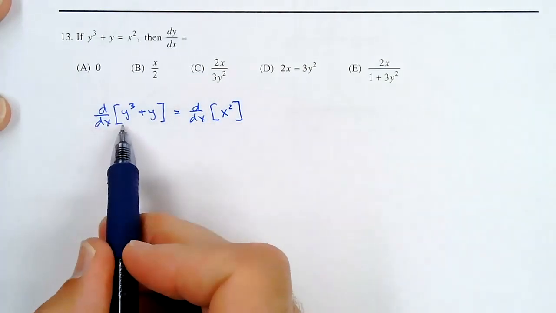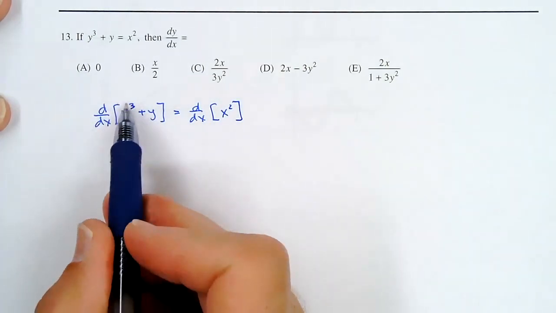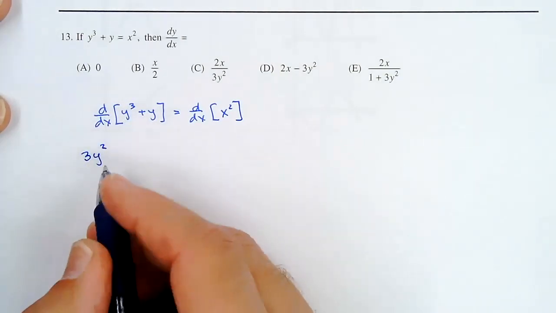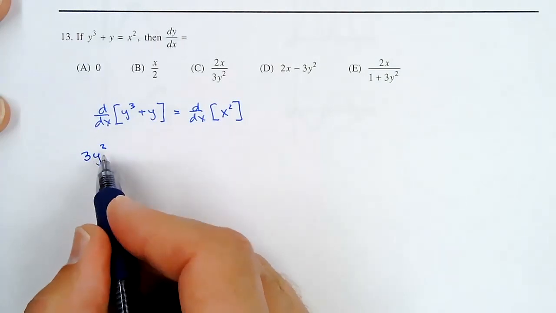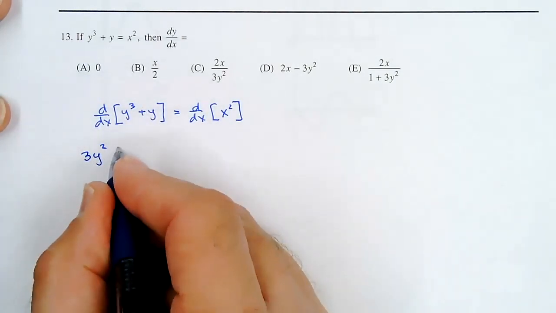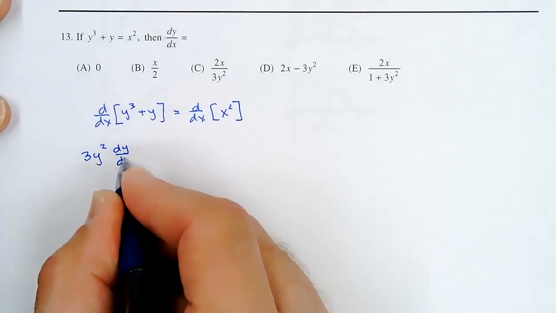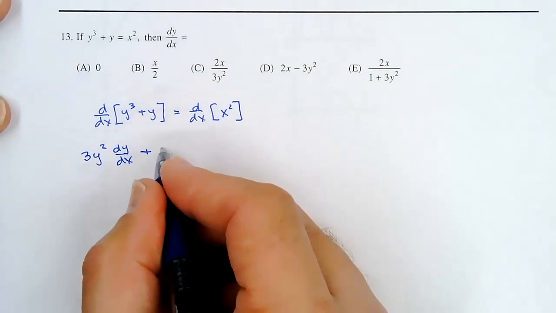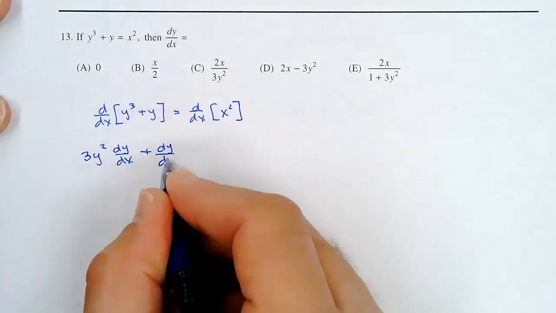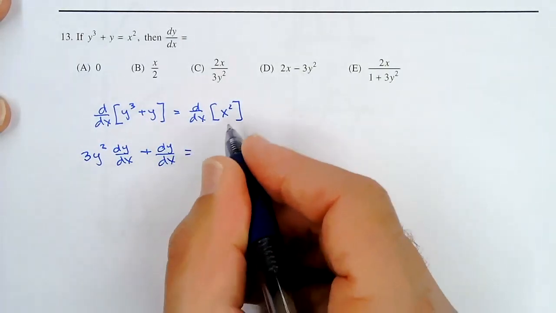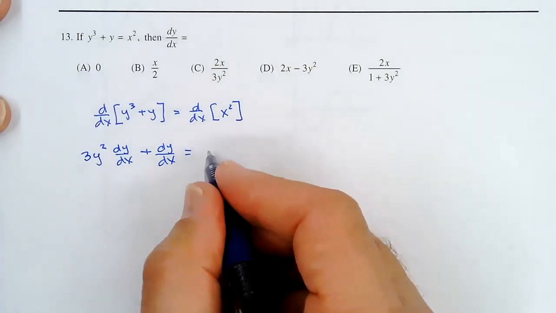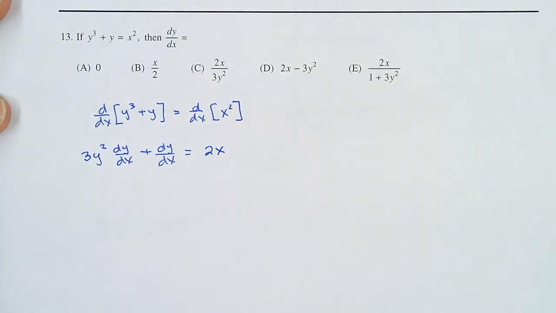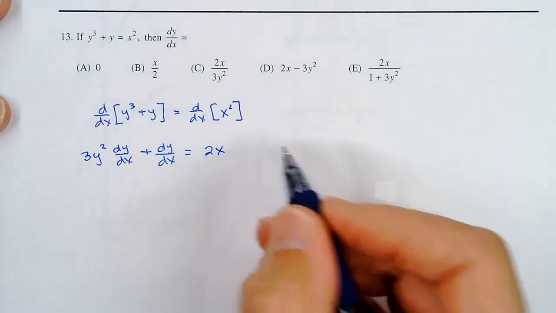Okay, so the derivative of this, we'd have to apply the power rule along with the chain rule. So this would be 3y squared, but the derivative of the inside, which is y, with respect to x, would be dy over dx. And then plus the derivative of y with respect to x, which would be just plain old dy over dx, is equal to, and the derivative of x squared with respect to x would be 2x. The derivative of x with respect to x, though, is just 1, so that's why we're not going to write dx over dx right here.